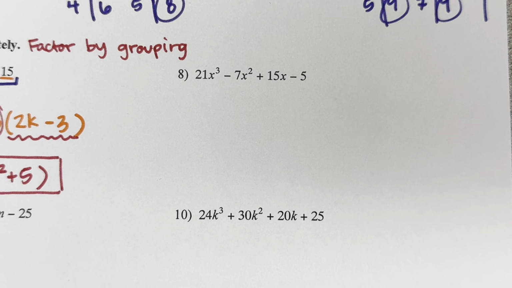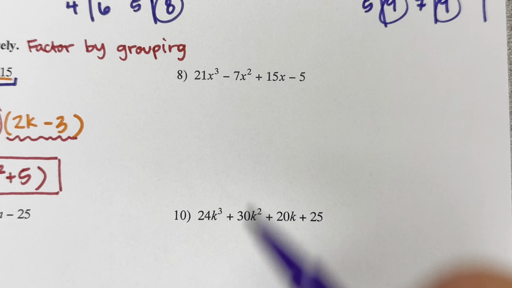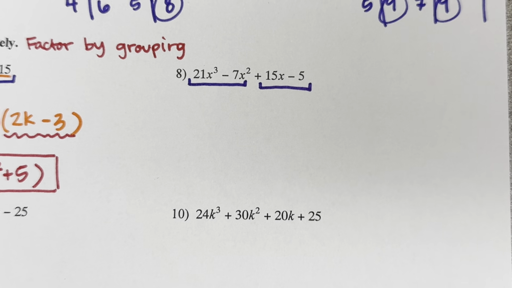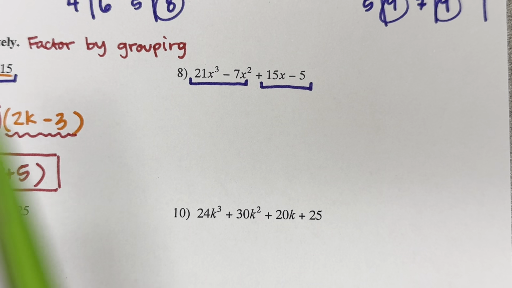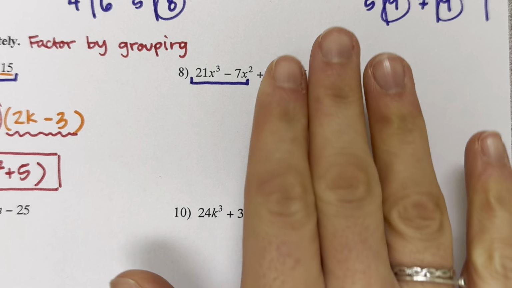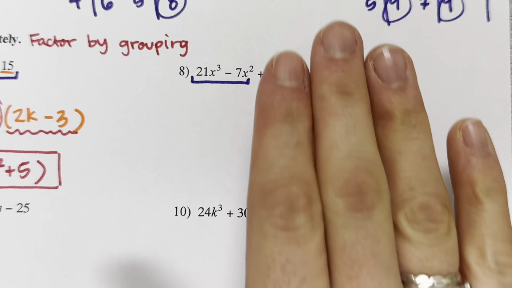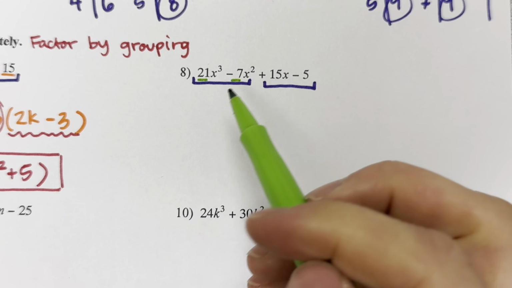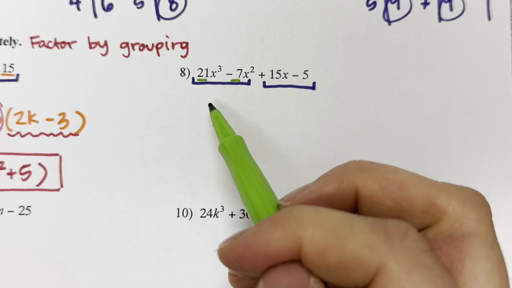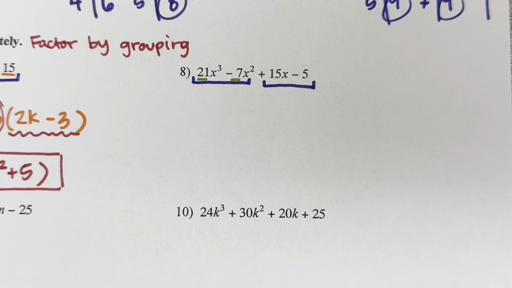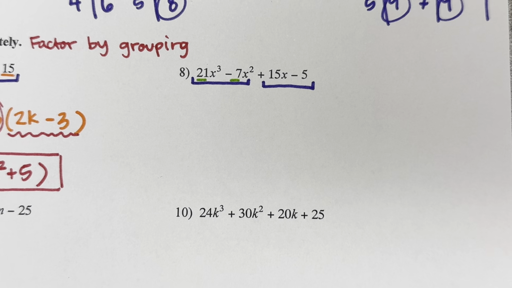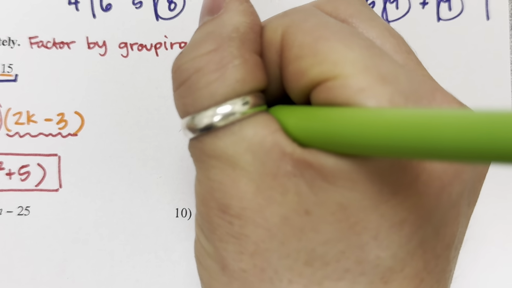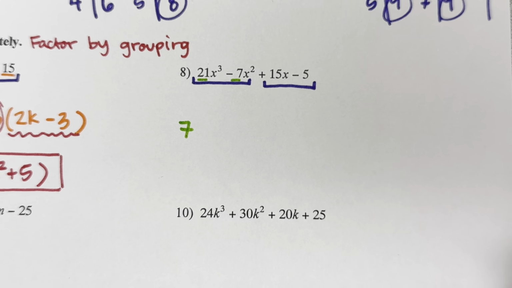Number 8. So I'm going to split this into 2 binomials, my first 2 terms and my second 2 terms. I'm going to factor my first 2 first, just pretending that this is a binomial. I only have those 2 terms. Out of 21 and 7, I think 21 can be divided by 7. Yep, it's 3. So the biggest number I could divide both of those by is 7. I can factor out a 7.